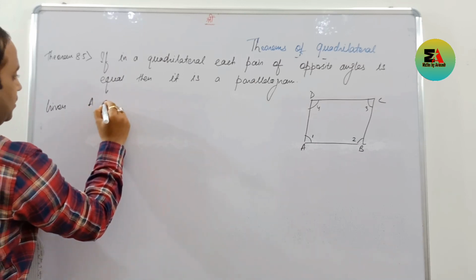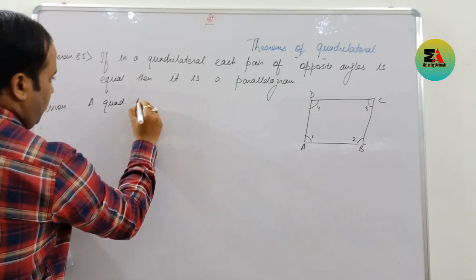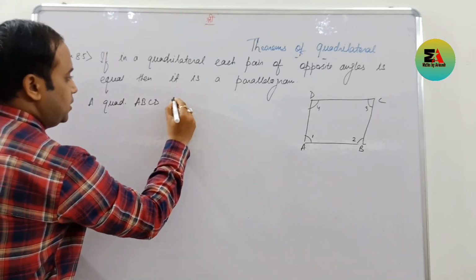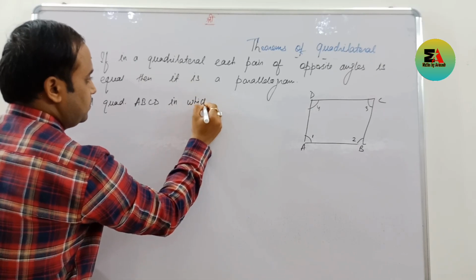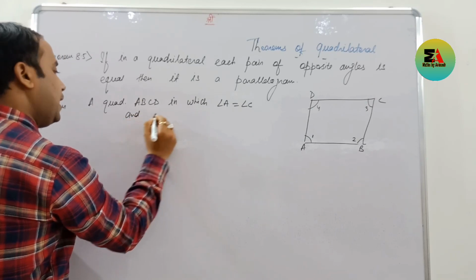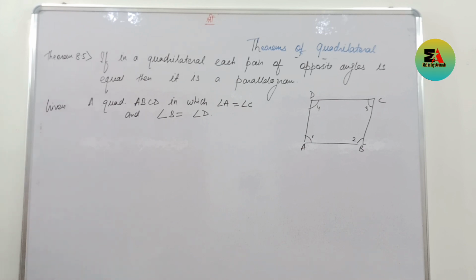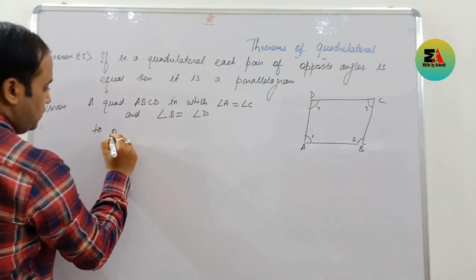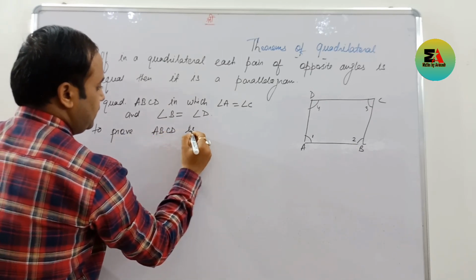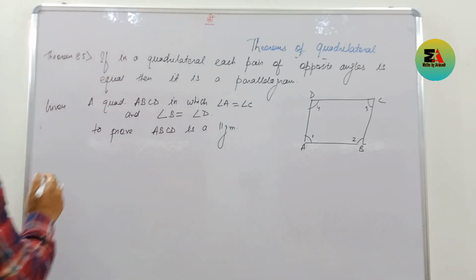A quadrilateral. We know that we write quadrilateral like quad dot. Quadrilateral ABCD in which angle A is equal to angle C and angle B is equal to angle D. This is already given in the question. To prove, what do we prove? ABCD is a parallelogram. Now proof.